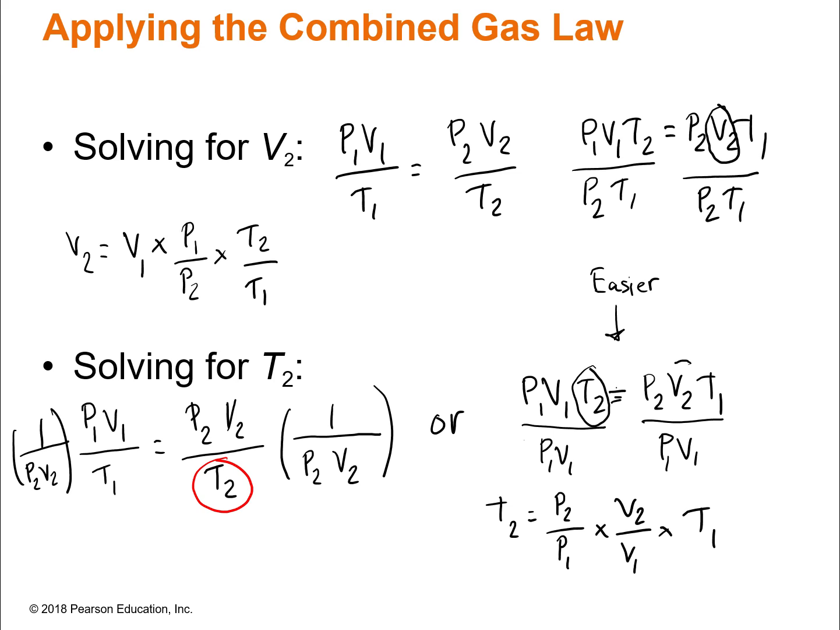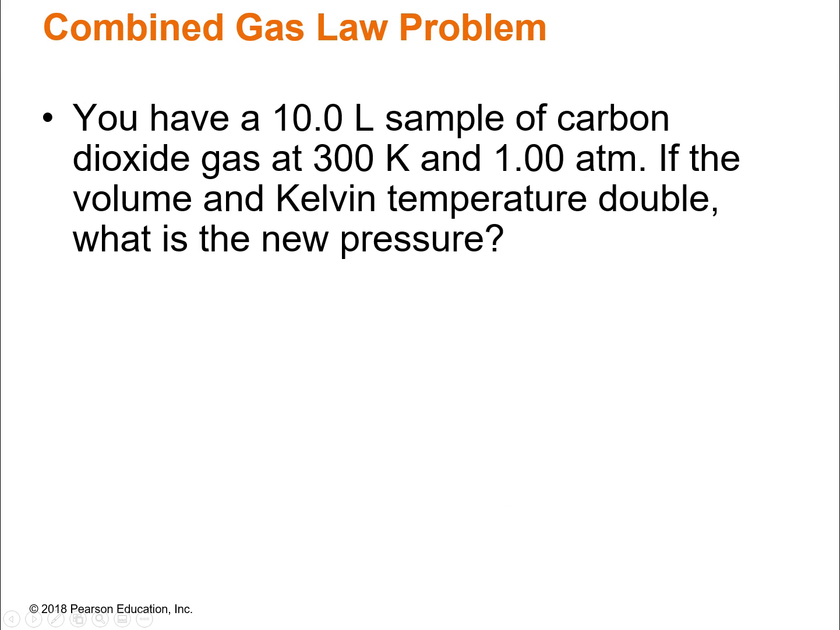We ready to try a sample problem? So let's say that you have 10 liters of carbon dioxide gas at 300 Kelvin and 1 atmosphere. If you double the volume and you double the temperature, what is the new pressure?